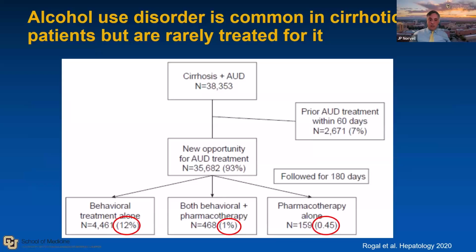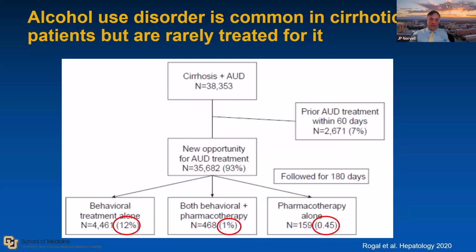It was a VA-based study that looked at a very large number of veterans, 38,000 veterans that were diagnosed both with cirrhosis and alcohol use disorder within 6 months. And it looked at how many of those were then engaged in behavioral treatment. On the left, the answer was 12% in the 6 months after their initial diagnosis. Those that got pharmacotherapy alone, or MAT, was about 0.5%. And those that got both pharmacotherapy and behavioral treatment was 1%.